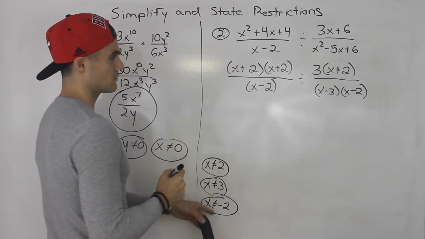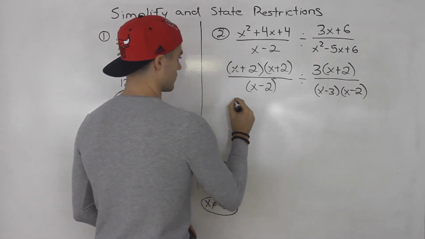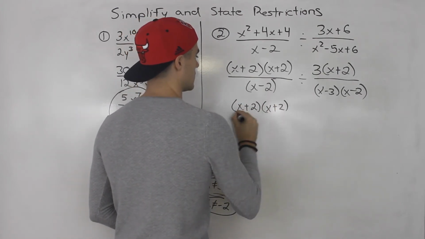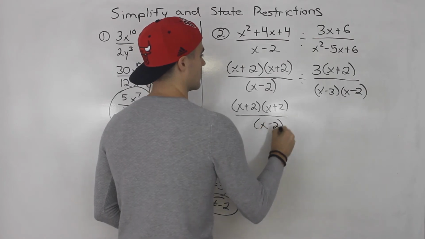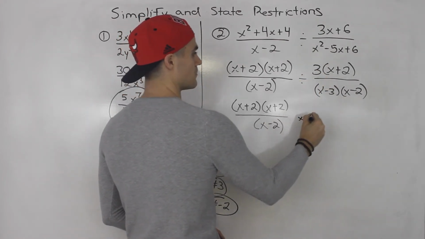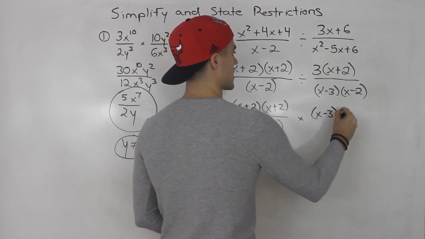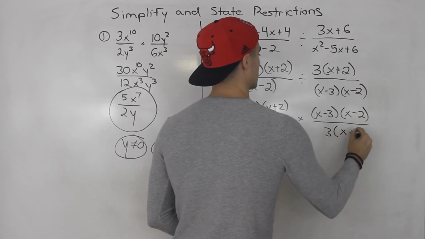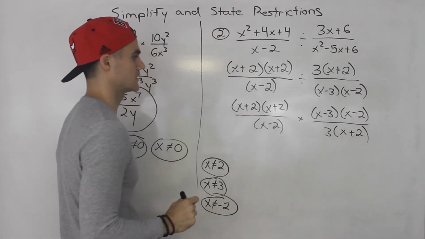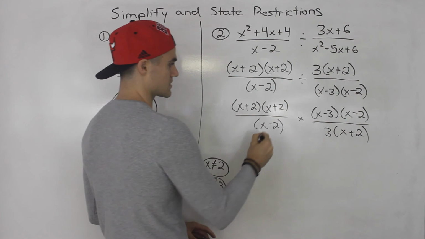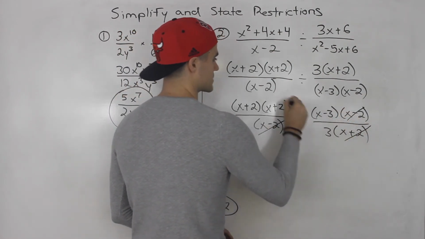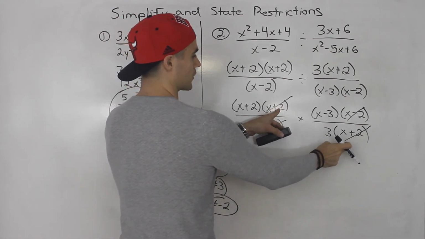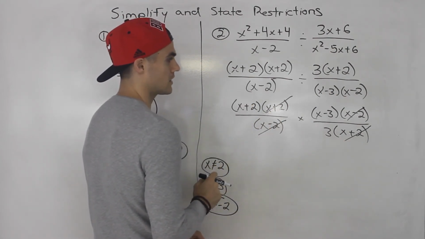All right, so we've got our 3 restrictions, and now we simplify. We've got x plus 2 times x plus 2 all over x minus 2. We have to flip this, so this would be multiplied by x minus 3 times x minus 2 all over 3 bracket x plus 2. Like that. And now you just cross stuff out. This crosses out with that, this crosses out with that. That's why I wrote it twice, so you could see that only one of them is going to cross out, and one of them is still going to be remaining.